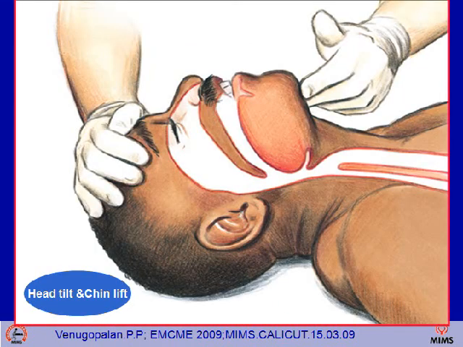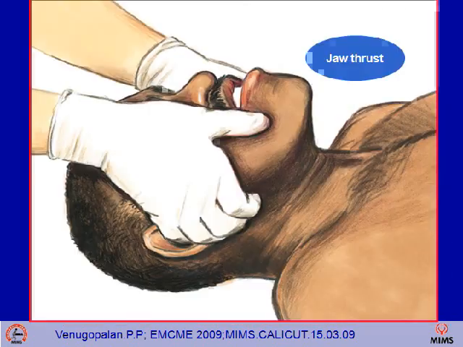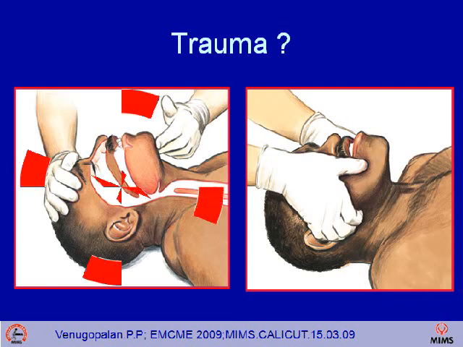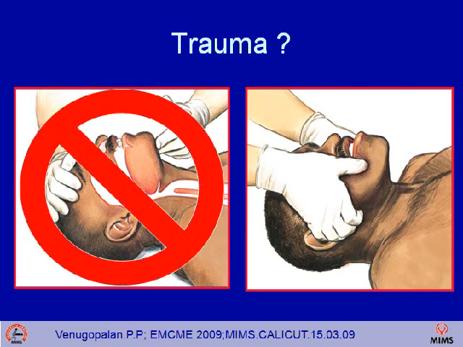Here you see a simple airway obstruction that is cleared by a simple head tilt and chin lift that clears the airway. The alternative technique to head tilt and chin lift to open an airway is the jaw thrust. The jaw thrust is mainly reserved for a patient with trauma where head tilt is contraindicated.